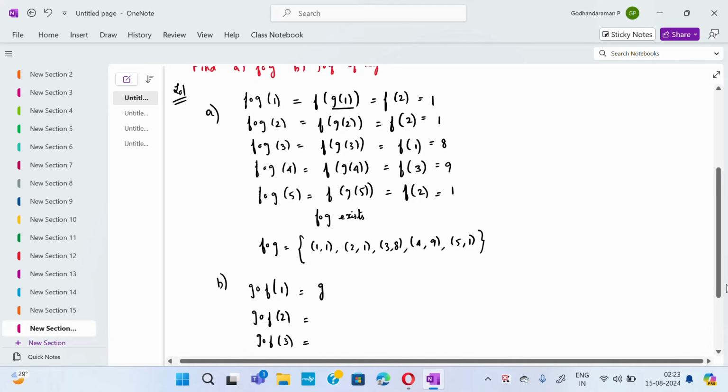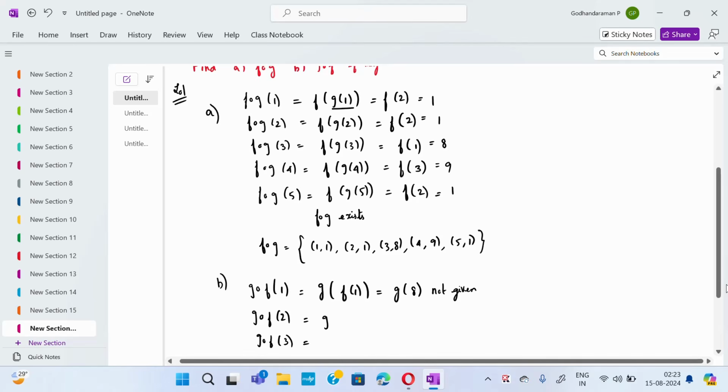This is how we'll write G of F of 1. F of 1 we already know, it is 8, so G of 8. The corresponding answer is not there, not given. So it is not sufficient.